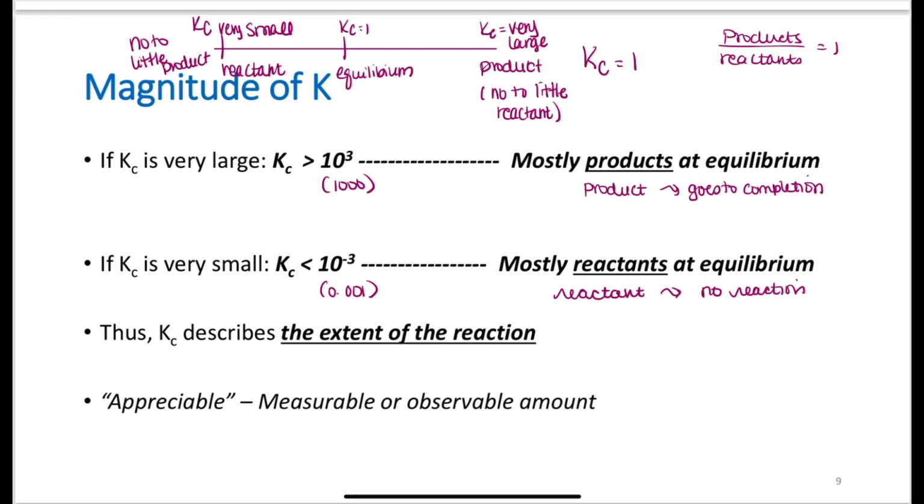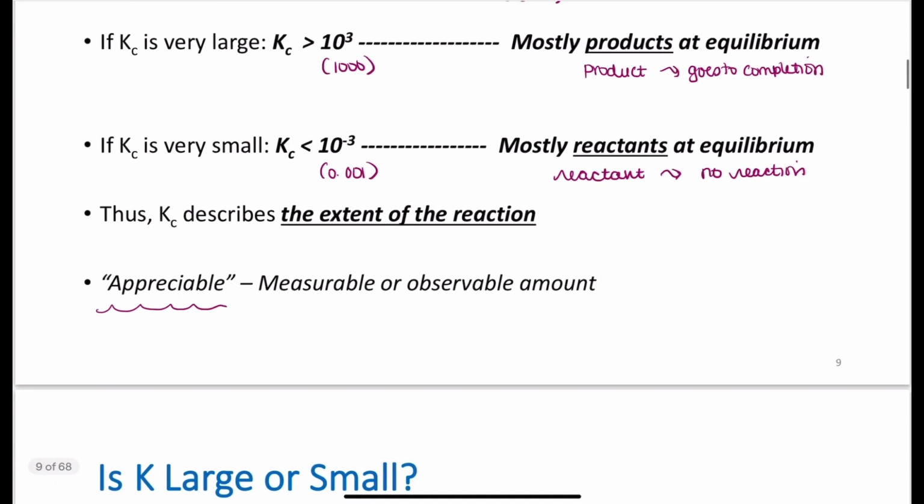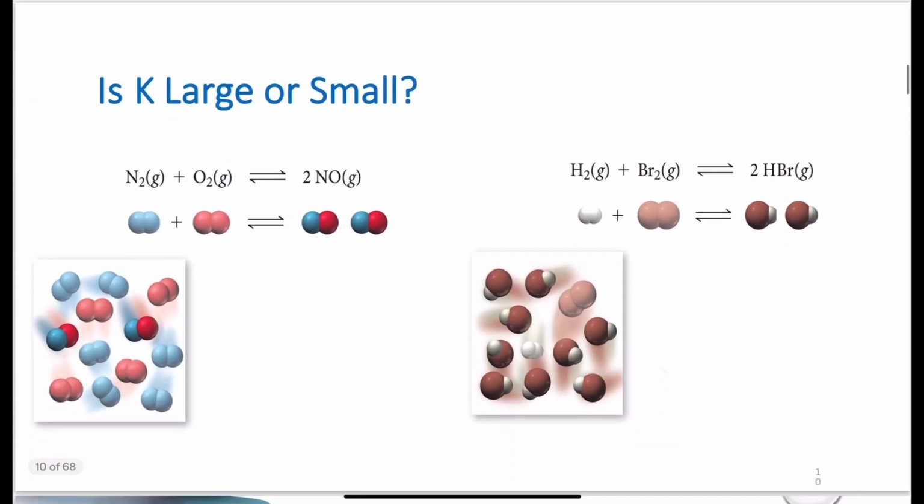And appreciable, so it gives an appreciable amount. Appreciable means measurable, observable amount. So an appreciable amount of product is formed. That means that Kc is, we've got actual product being formed. That's an observable or measurable amount, not such a small amount that we can't actually measure it, or that it's basically negligible. Can we look at a picture though and tell, is Kc large or small?